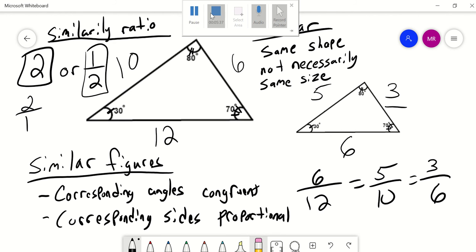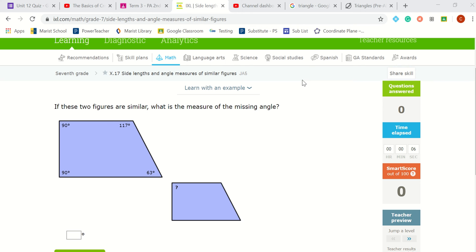All right, so now let's take the IXL and see what's going on over there. Okay, so here's the first one I have. If these two figures are similar, what is the measure of the missing angle? Ideally, we have more information than this, but you can tell what corresponds to what. So this angle down here corresponds to this angle down here in the bottom right. This obtuse angle up here in the top right corresponds to this obtuse angle up here in the top right. So 90 degrees and that missing angle correspond to each other.